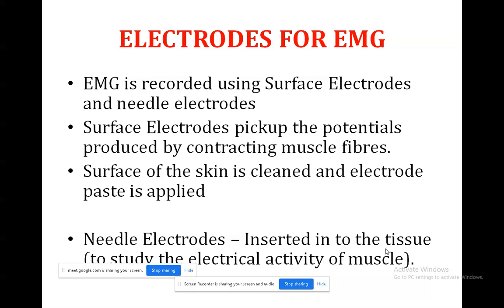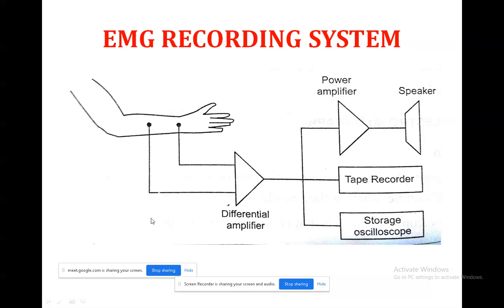The next one is the needle electrode. The needle electrode will be inserted into the tissue. The surface electrode is placed above the surface of the skin, but the needle electrode is inserted and penetrates into the tissue to study the electrical activity, that is, to get the biosignal of the muscles.